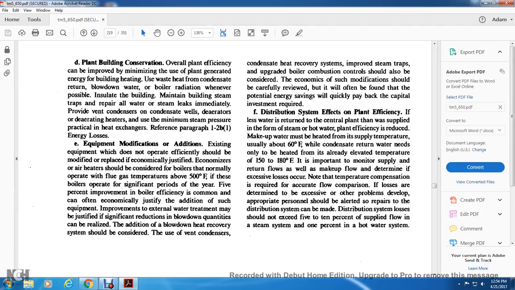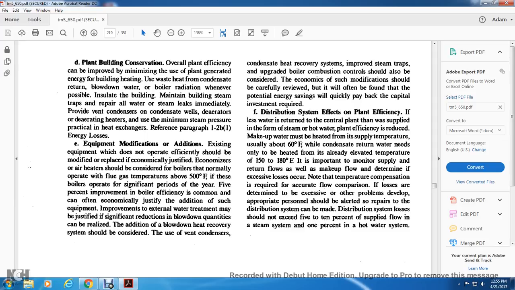D. Plant building conservation. Overall plant efficiency can be improved by minimizing the use of plant-generated energy for building heat. Use waste heat from the condensate return, blowdown water, and boiler radiation wherever possible. Insulate the building, maintain steam traps, repair all water and steam leaks immediately, and provide vent condensers, condensate wells, deaerators, and heaters. Use the minimum practical steam pressure for heat exchange. Reference paragraph 12B1.